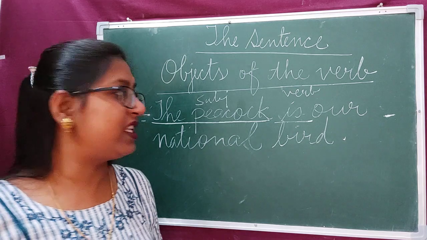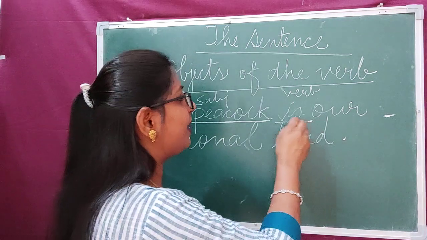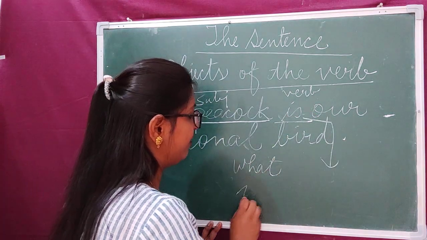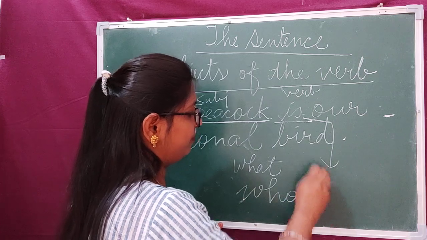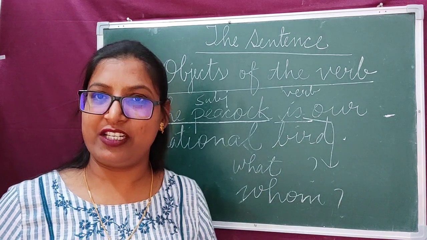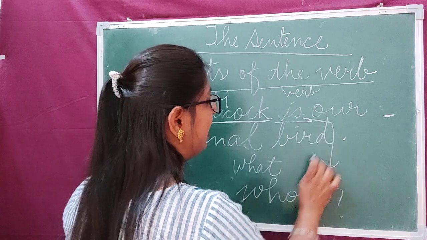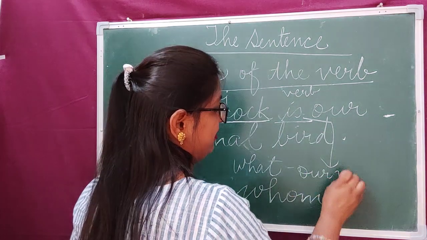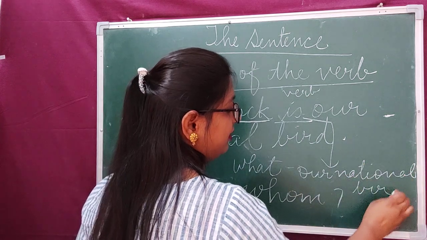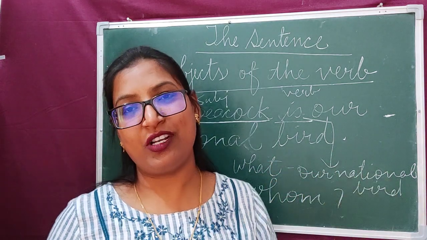Now, the next thing is to ask the question what or whom after the verb. Okay, let us ask the question. The peacock is what? We get the answer, our national bird. The peacock is what? Our national bird.